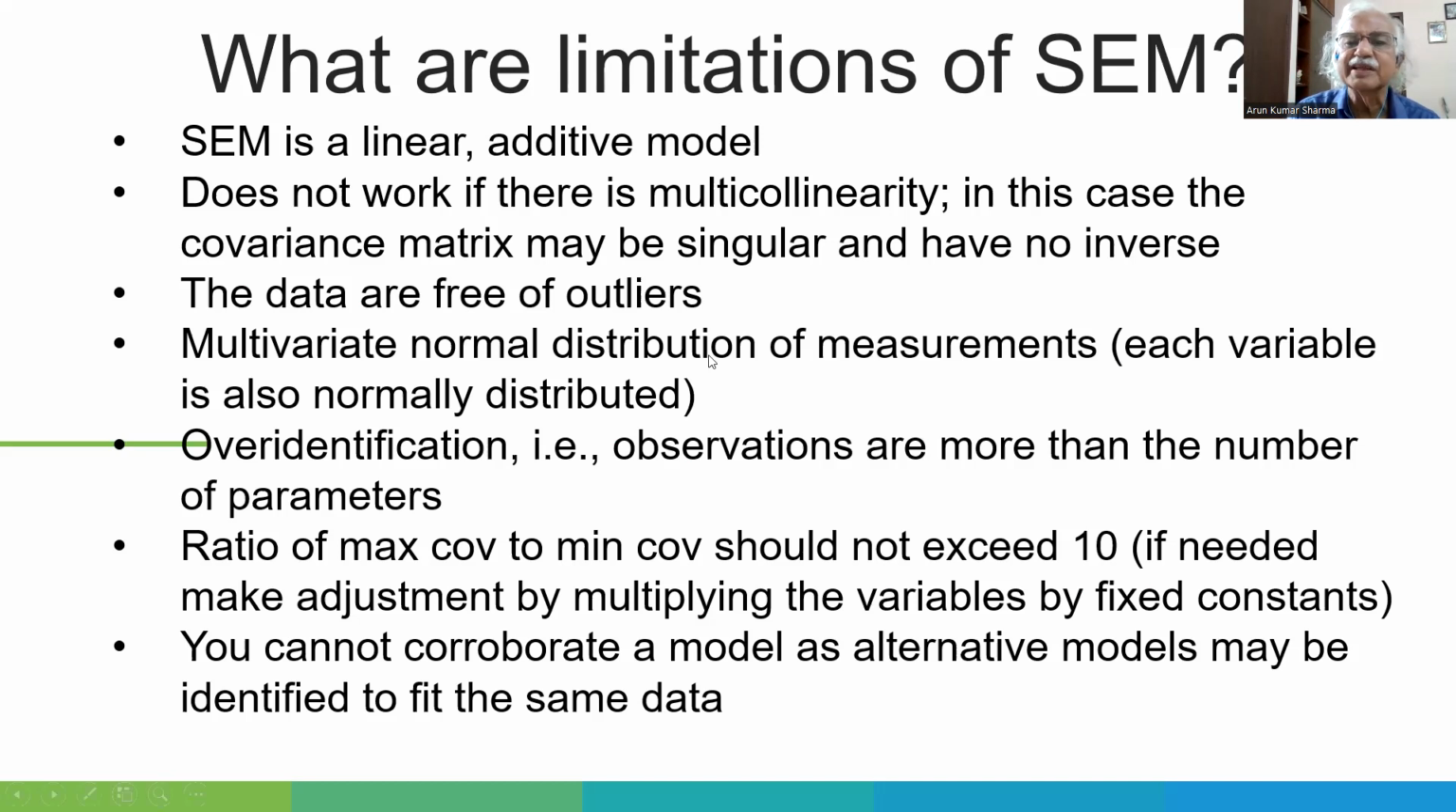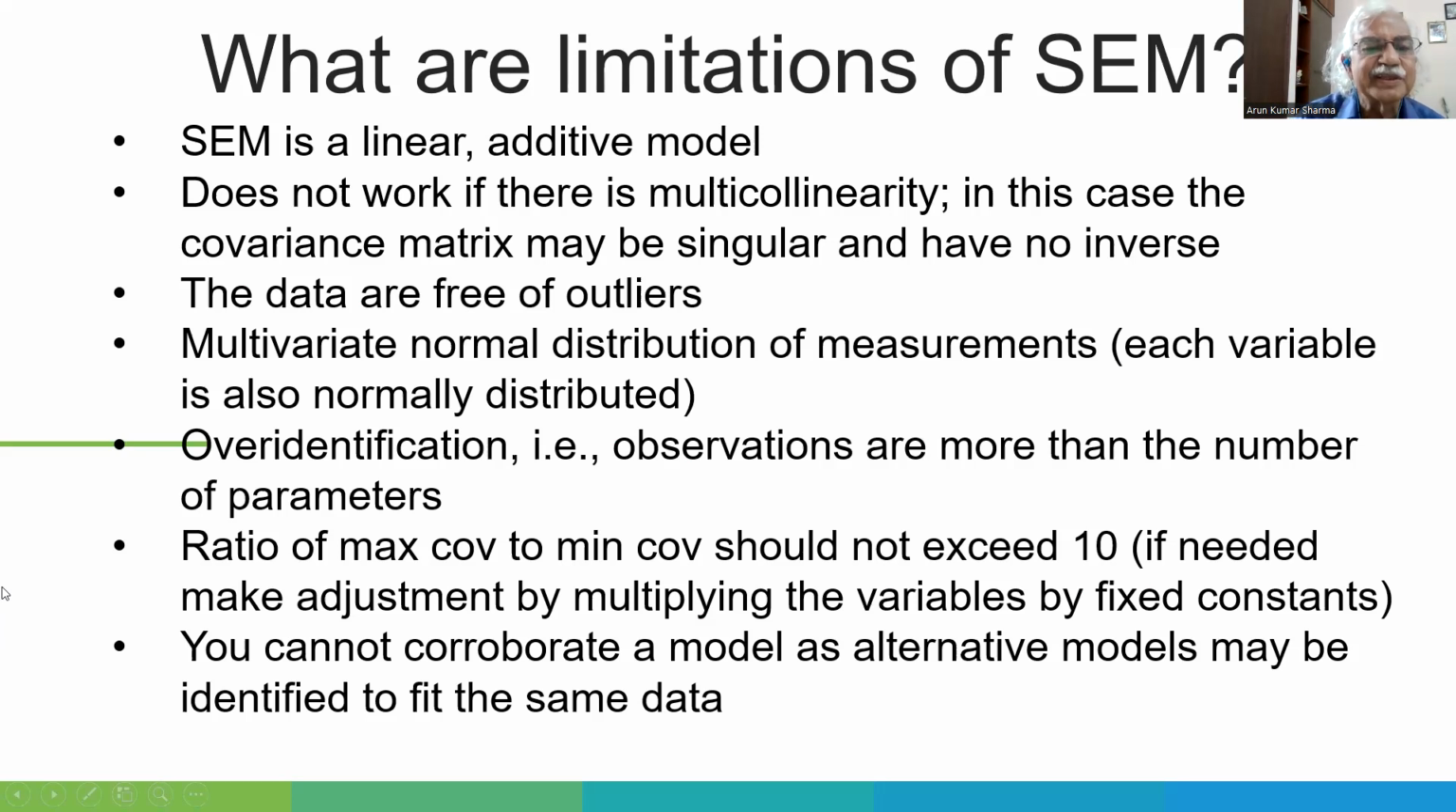It does not work if there is multicollinearity. Many people think that, okay, we use path analysis when there is multicollinearity, and SEM is only an advanced version of path analysis, so the multicollinearity question will not arise. I keep on telling my students, wherever I go, that multicollinearity is a serious issue, and the application or usefulness of SEM is limited by the presence of multicollinearity.